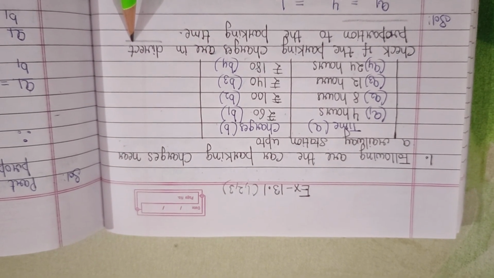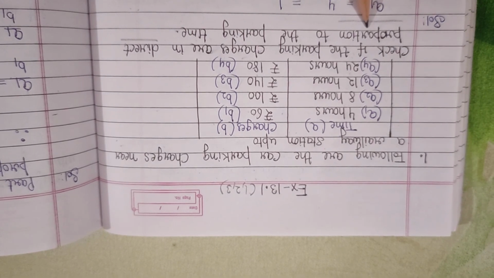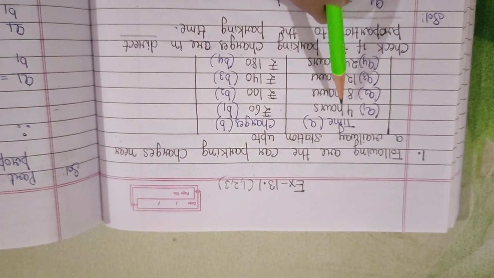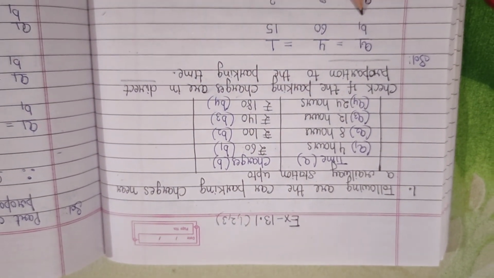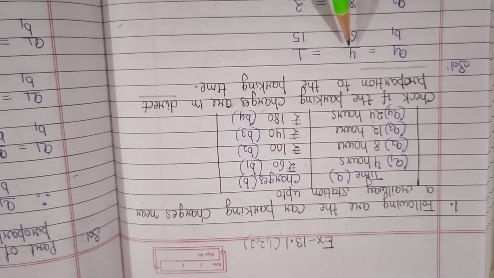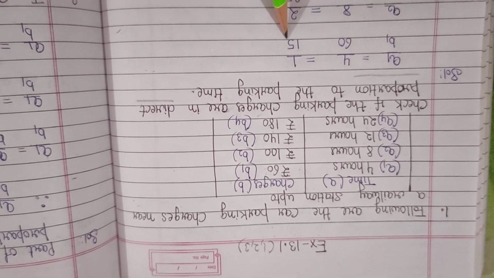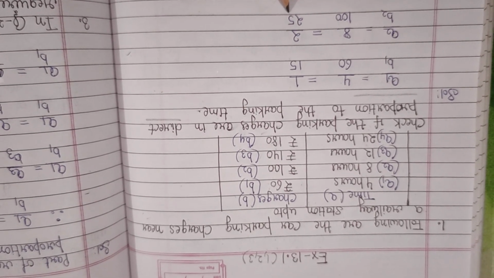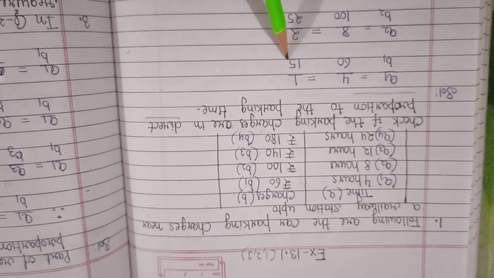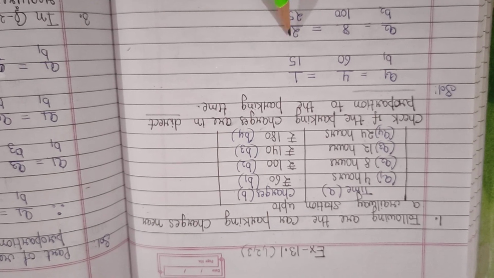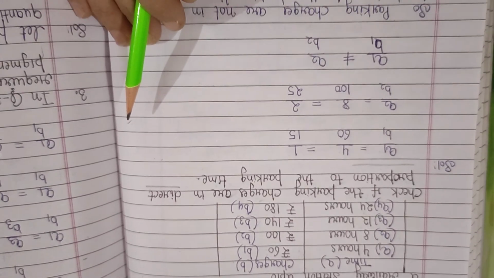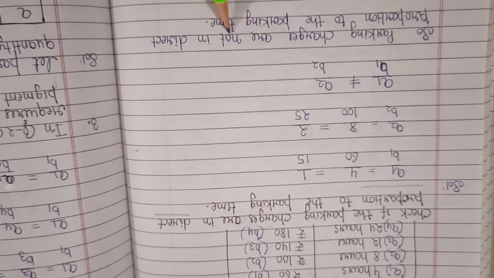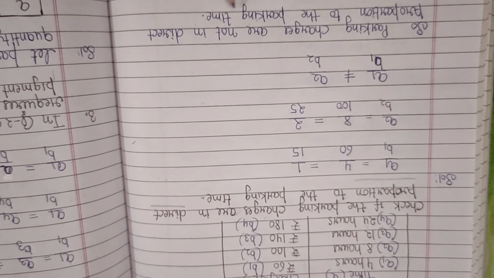Now for checking direct proportion, I am finding the corresponding ratios of A and B. A1 by B1 is 4 by 60, it is 1 by 15. A2 by B2 is 8 by 100, 2 by 25. Now A1 by B1 is 1 by 15 and A2 by B2 is 2 by 25. So A1 by B1 is not equal to A2 by B2. So the parking charges are not in direct proportion to the parking time.